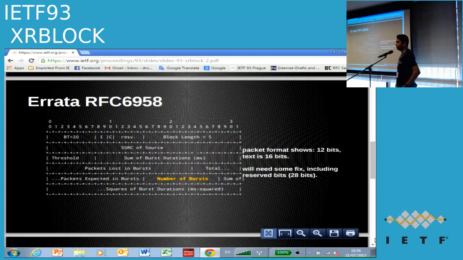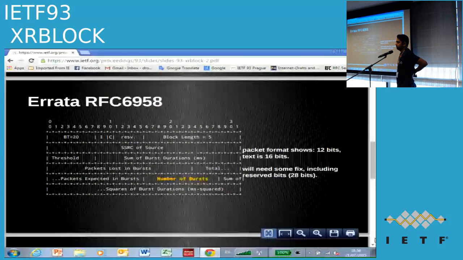So is it supposed to be 16 or is it supposed to be 12? It's supposed to be 16. That's what the text says. But again, the text says 16, the diagram says 12. Which one should it be? I think it should be 16, because even the example says the overrange measurement is 0xFFFD or 0xFFFE. So that's 16 bits.